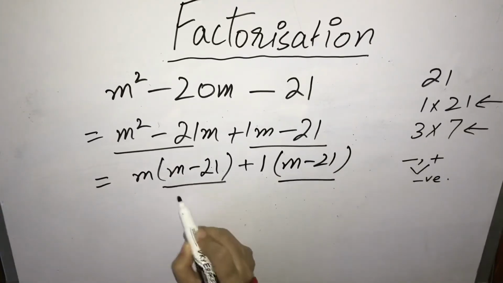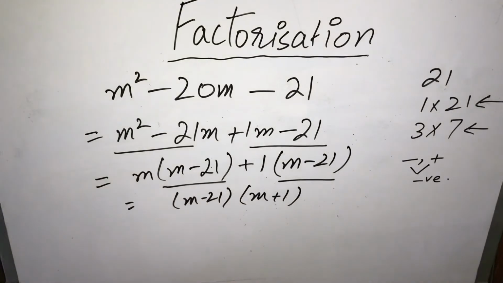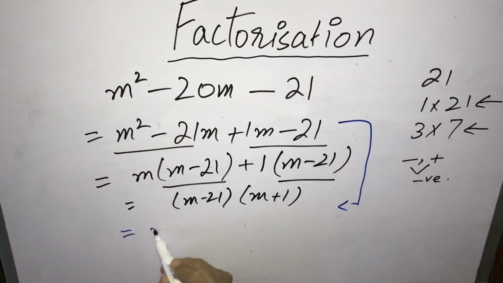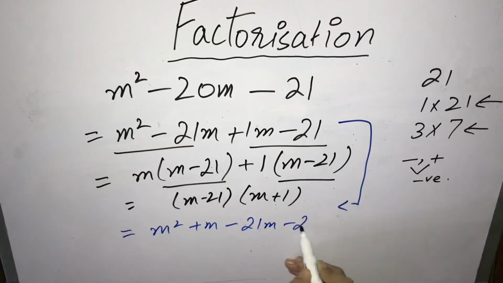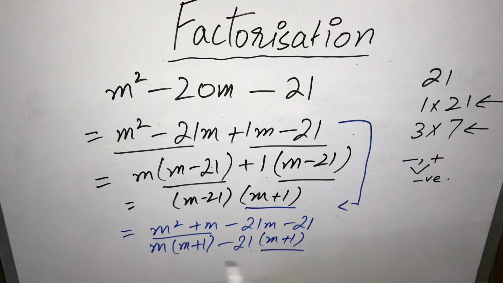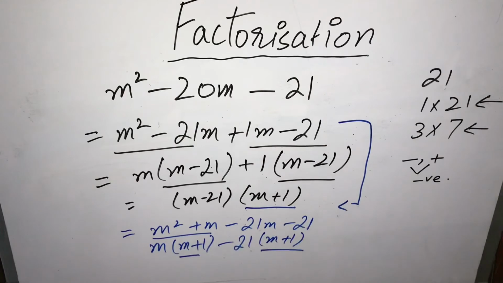You can see you have m minus 21 and m plus 1. If in the same question I write m square plus m minus 21m minus 21, from this pair I will have m common, m plus 1, minus 21 common, m plus 1. This bracket will come as a common bracket and the remaining m minus 21 will be taken. So if you write m first or 21 first, it doesn't matter.